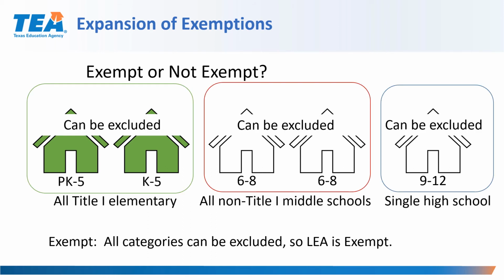The single high school could be excluded. The middle schools could be excluded because all of them are non-Title I. The elementary schools could be excluded because they are all Title I. Because all campus categories can be excluded, the LEA is exempt from the SNS methodology requirement. It would only have to have the statement of exemption.